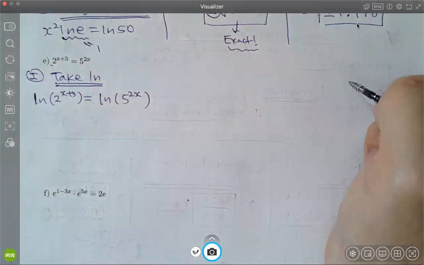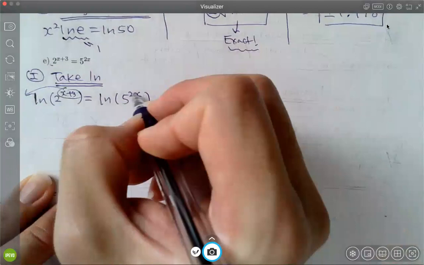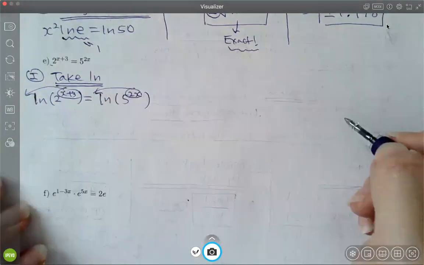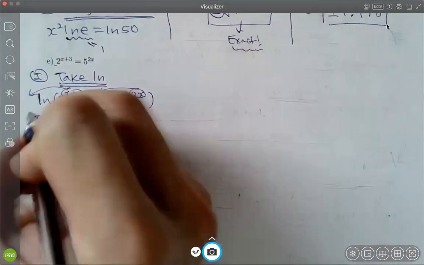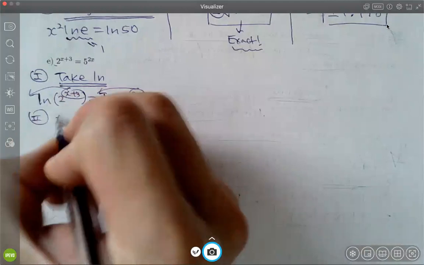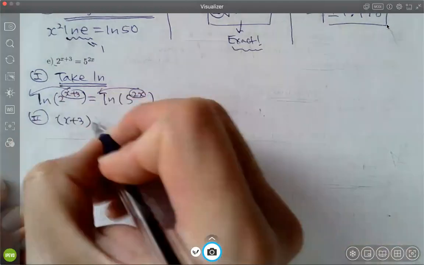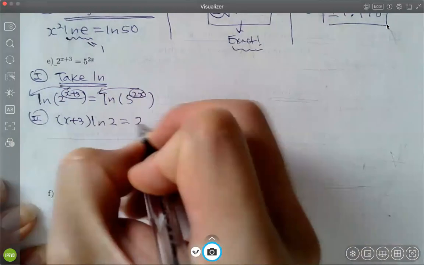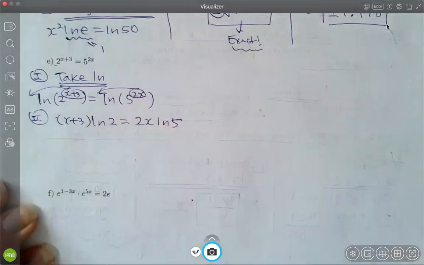And now, what can you do? Move the exponent, right? But here, what do you have to do? Bring down the exponents. Okay, not just one, right? So you bring down these two exponents and put them in front of each log. So what do you get? x plus 3, that quantity, times ln 2 is equal to 2x and then ln 5, right?